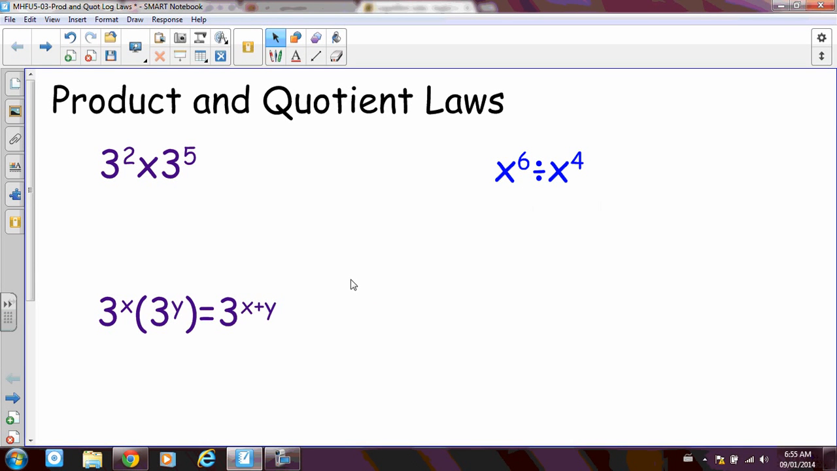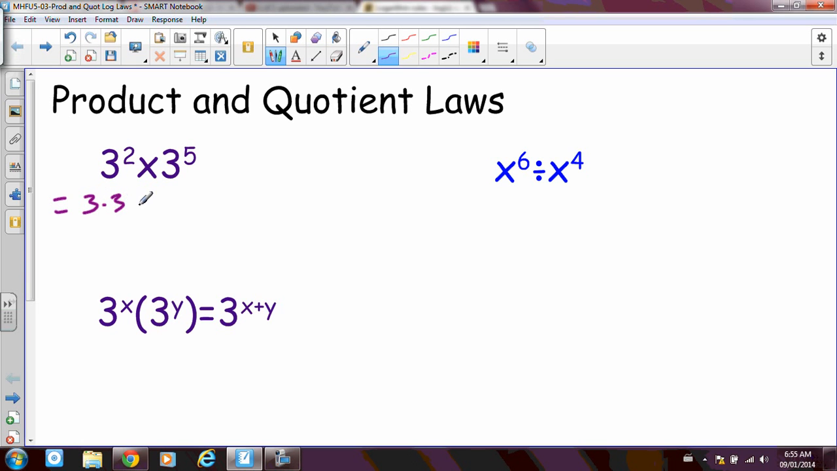Okay, we're going to look at product and quotient laws now for logarithms. Just a quick reminder of what we know from before. If you're looking at something like 3 squared times 3 to the exponent 5, if we were to solve that, there is a nice little rule for it. Where it comes from, of course, is just what happens if we expand this.